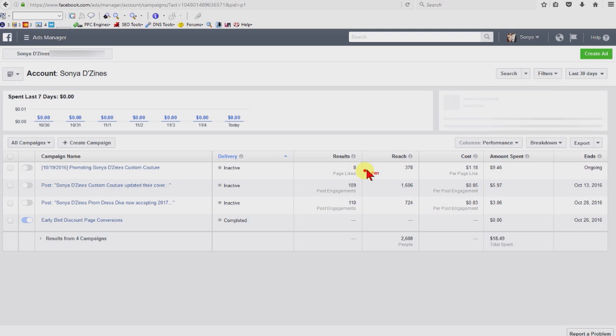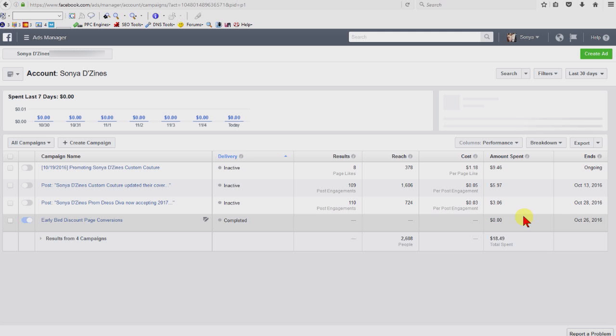And so she was able to get 8 page likes, which was at a cost of $1.18 per like, which ultimately added up to about $9.46. We also see that she boosted a couple page posts. And the page posts, which I believe were for the advertising of her services, were engaged with over 219 times. And altogether, she ran these ads at a cost of $18.49.